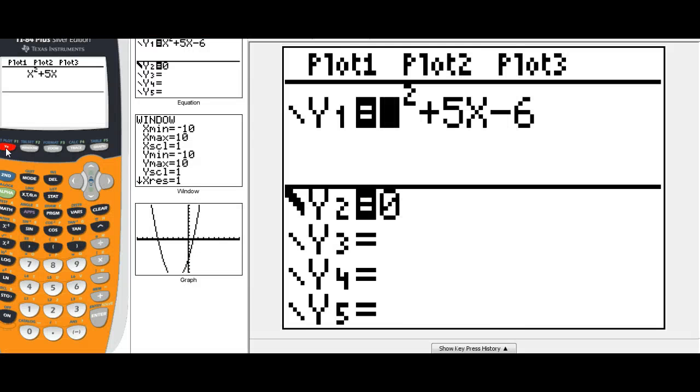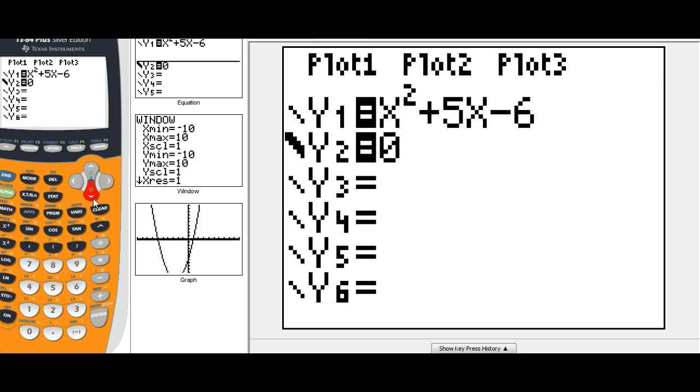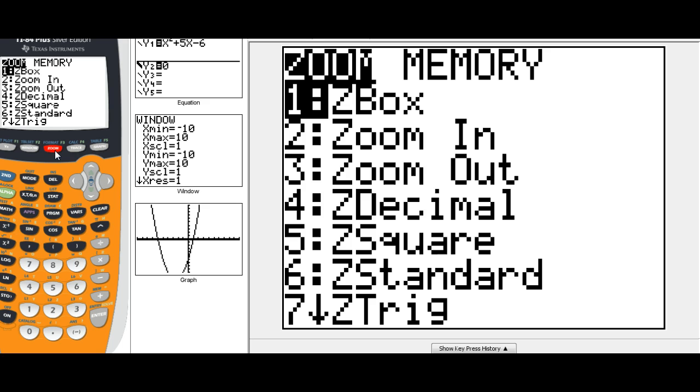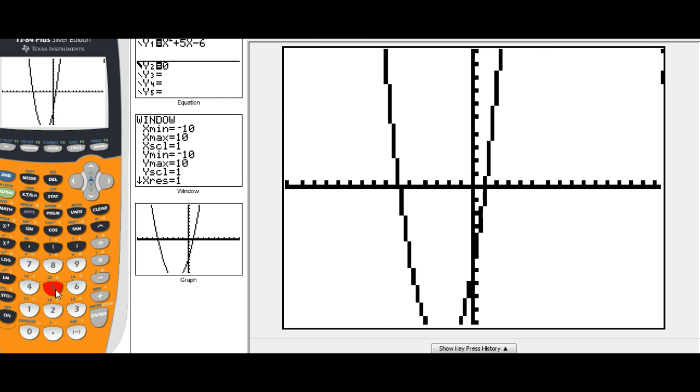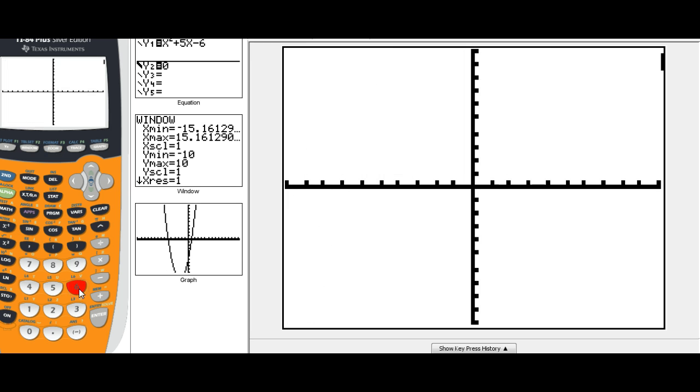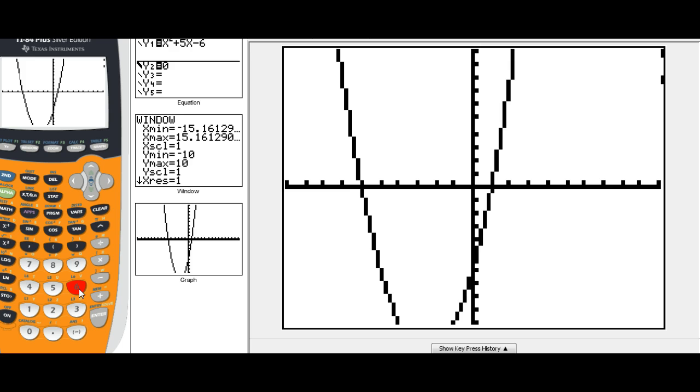Let's go to your y equals screen. Left side, x squared plus 5x minus 6 is y1. Right side, y2 is 0. Hit zoom 5, our standard, zoom 5 works, that's zoom square. We want to actually zoom 6, our standard viewing window. And we see y1 is a parabola, y2 is a line, which happens to be the x-axis.